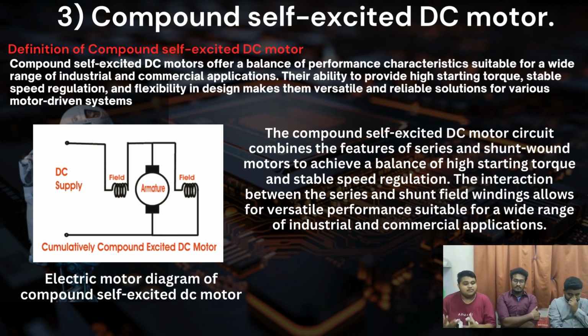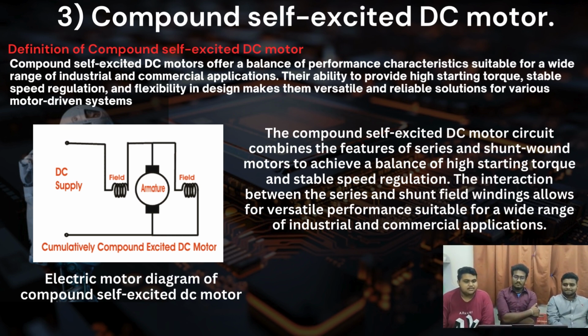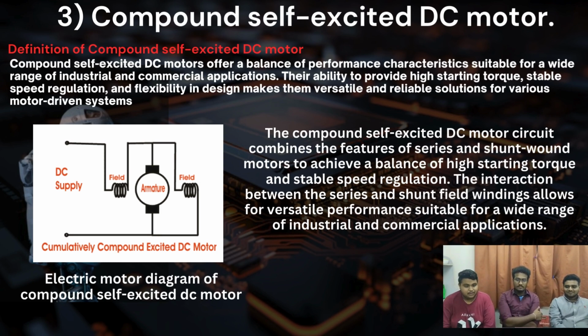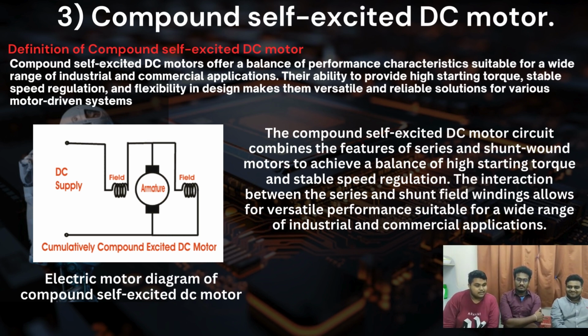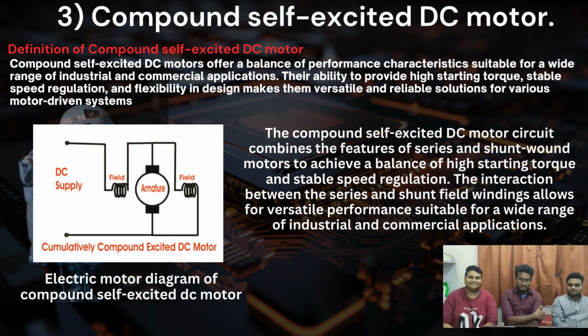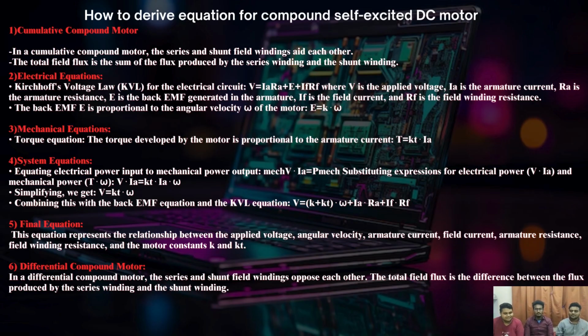So, the compound self-excited DC motor circuit combines the features of series and shunt motors to achieve a balance of high starting torque and stable speed regulation. The interaction between the series and shunt field windings allows for versatile performance suitable for a wide range of industrial and commercial applications. So this is the electrical motor diagram of compound self-excited DC motor. How to derive equation for the compound self-excited DC motor?